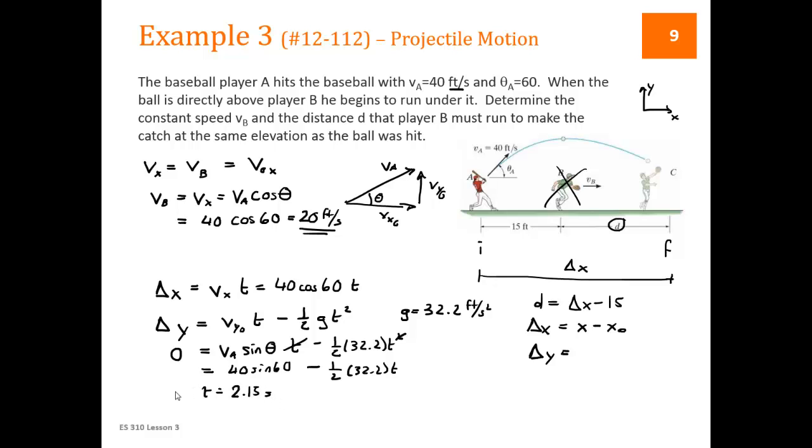So take that t, plug it back up there, and we get delta x equal to, let's see, 20 times 2.15, and therefore we'll plug that in over here, and our final d is equal to 28 feet.